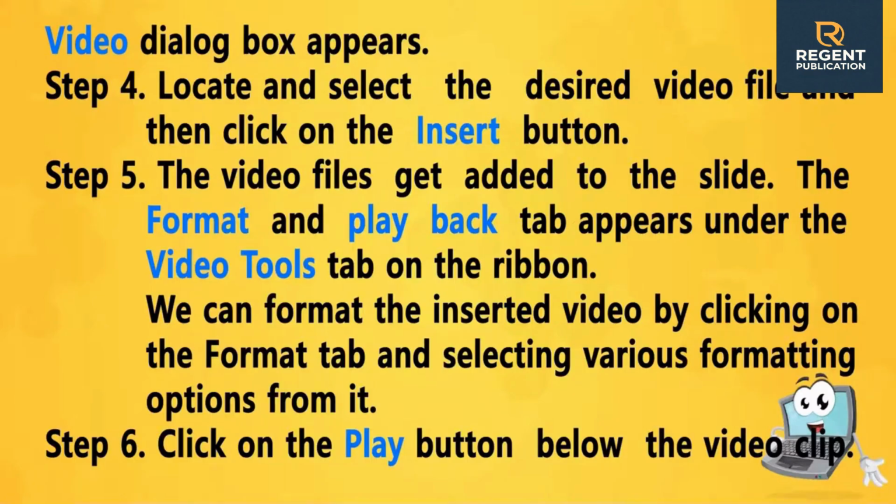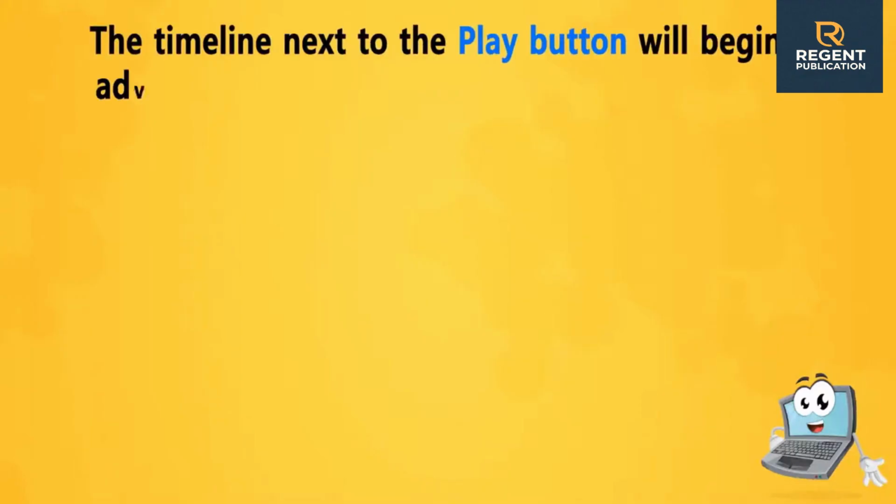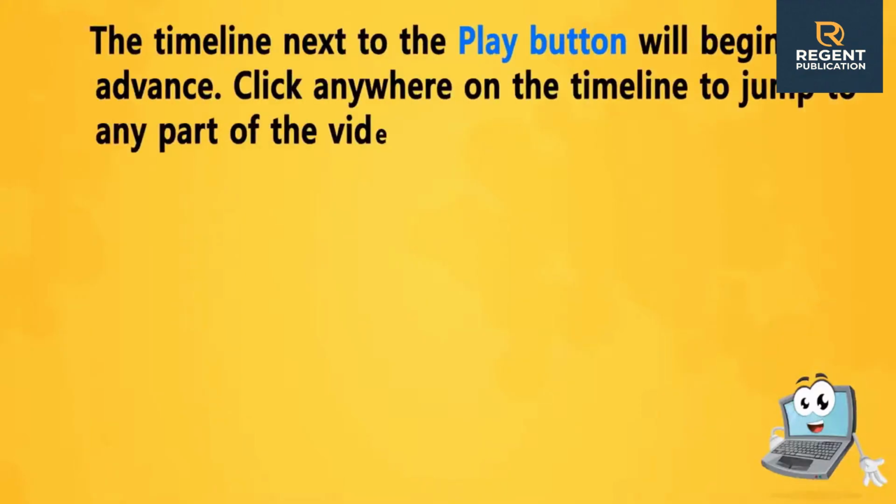Step 6. Click on the play button below the video clip. The video will start playing. The timeline next to the play button will begin to advance. Click anywhere on the timeline to jump to any part of the video.